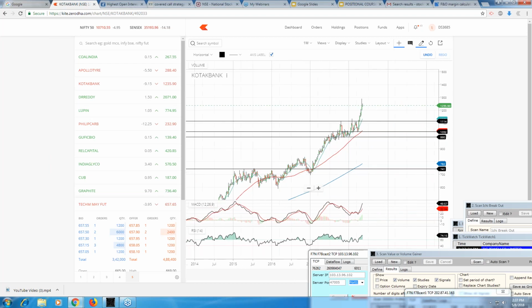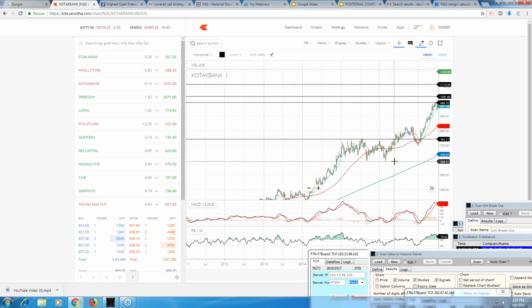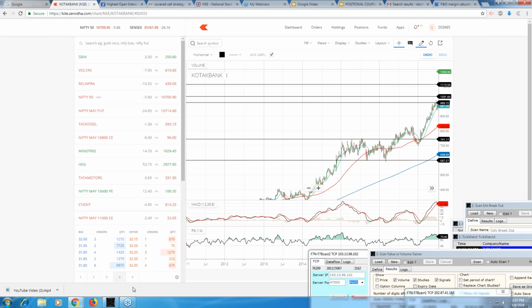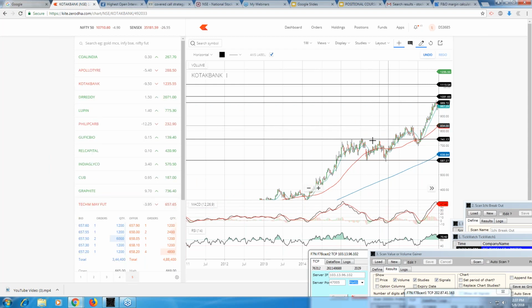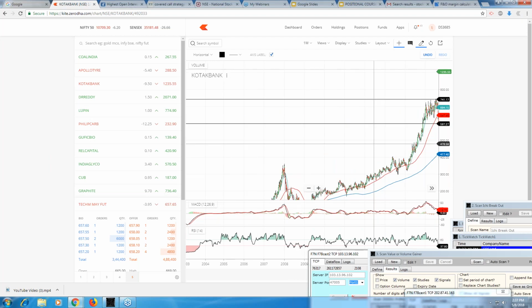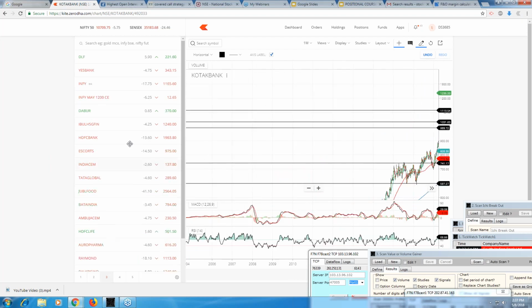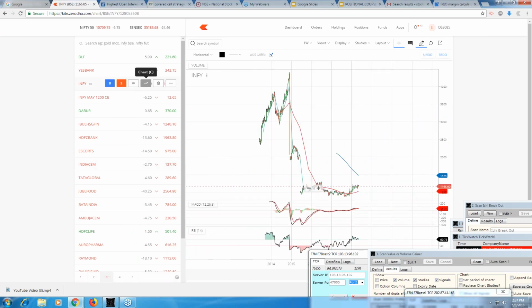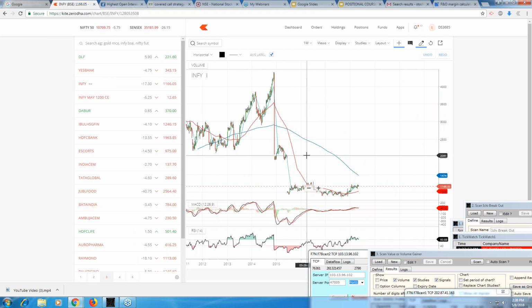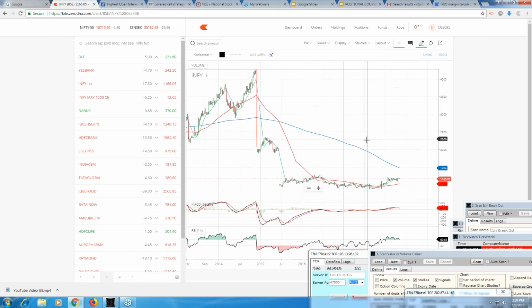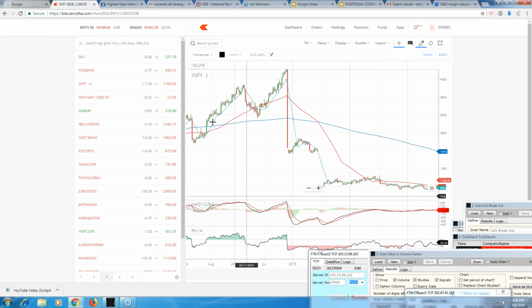All right, this is another support level of Kotak Mahindra Bank, 597 or 600, whatever you want to call it. That's again a support level. Okay, so each stock has its favorite support and resistance zones. Infy also has its own support and resistance levels, but Infy is not going to give you a good picture. Why? Because there has been a split in the stock, so let's just avoid it.